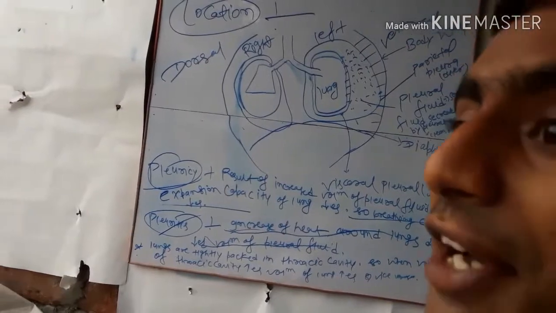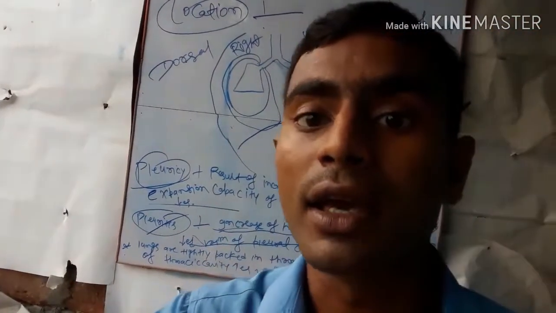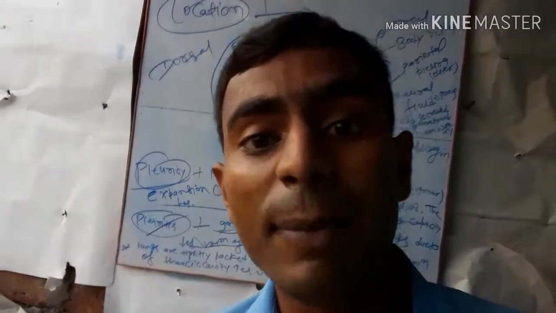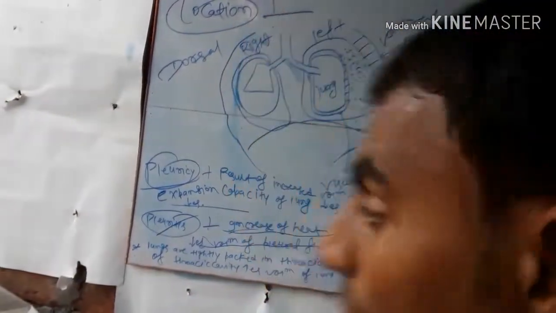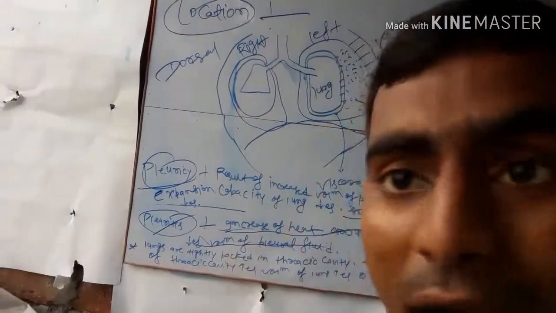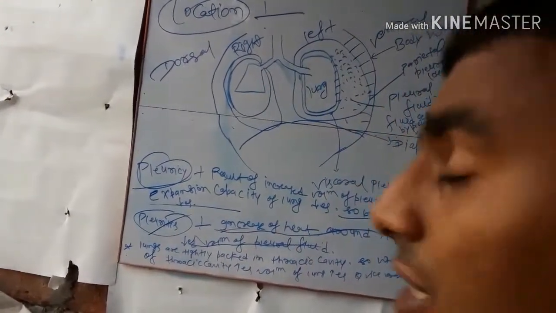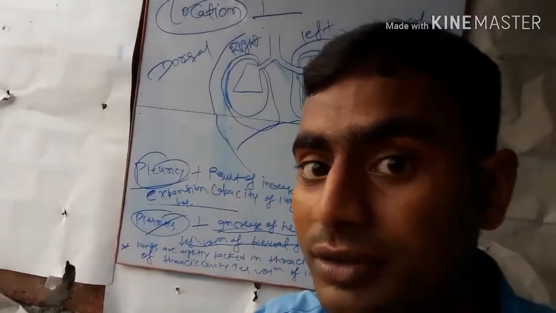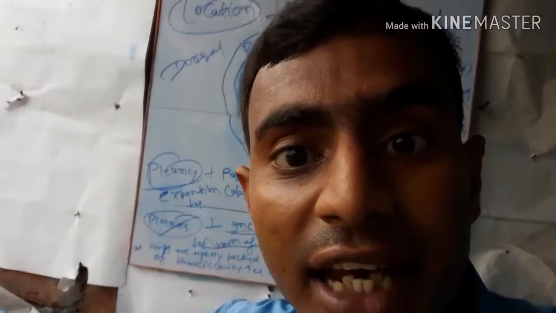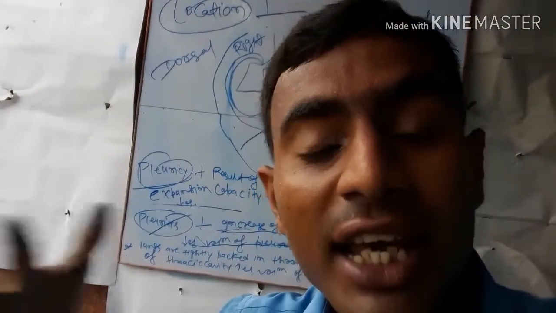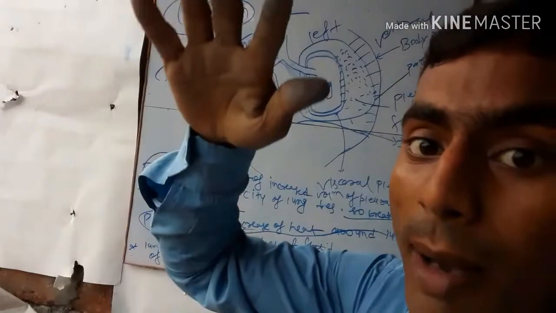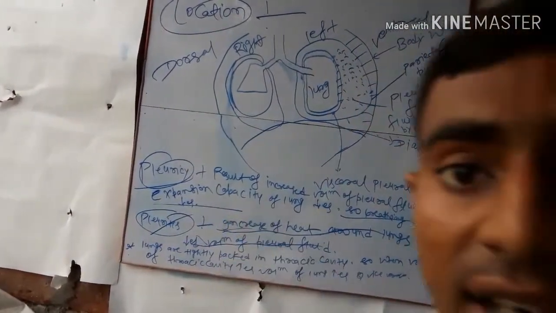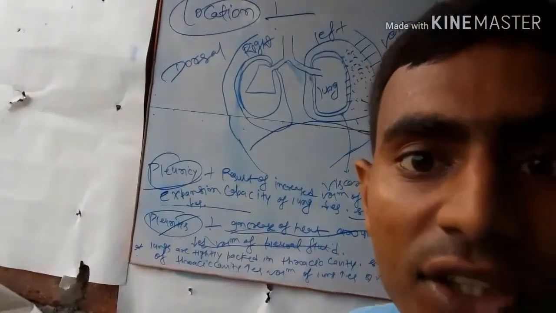Now we are trying to understand the way inhalation and exhalation will happen: how inhalation will happen and how exhalation will happen. The main point is that lungs are tightly packed in the thoracic cavity. When the volume of the thoracic cavity increases, the volume of lungs increases, and when the volume of the thoracic cavity decreases, the volume of lungs decreases.